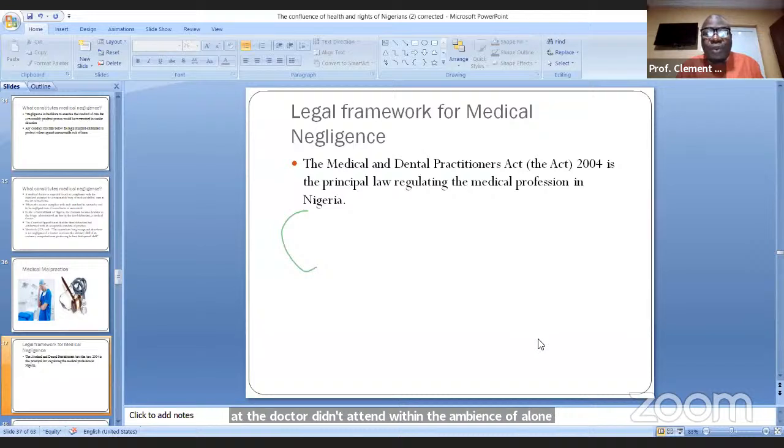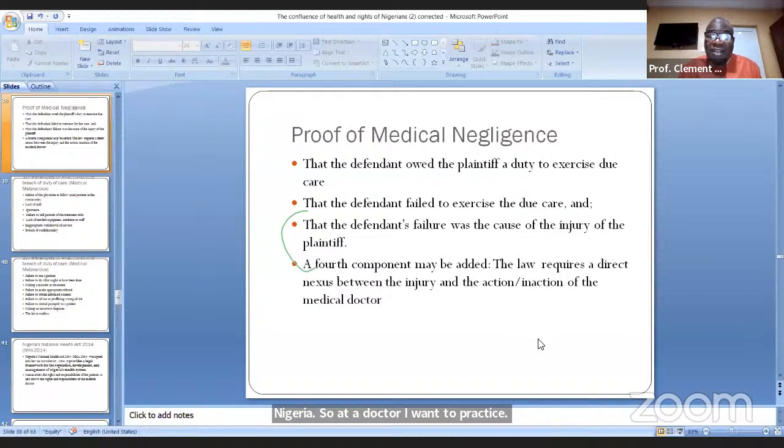On the legal framework for medical malpractice or negligence, the Medical and Dental Practitioners Act 2004 is the principal law regulating the medical profession in Nigeria. So any doctor that wants to practice safely in Nigeria must have a copy of this book and read it and digest it. But what does the patient need to show that the doctor has been negligent?